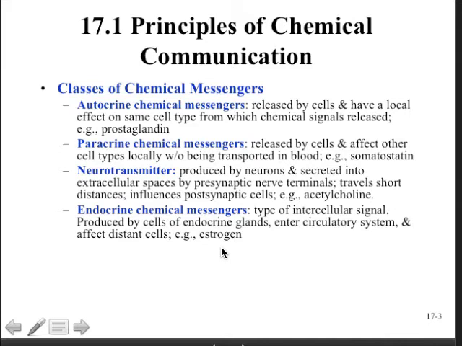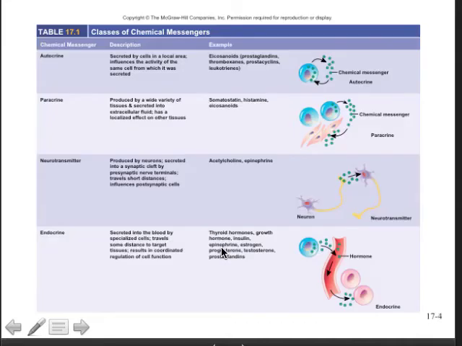So you could think of these chemical messengers, these autocrines, paracrines, and endocrines, as the snail mail complement to the nervous system's email. What you're looking at here is just a chart showing you the different classes of chemical messengers, their description, some examples, and some diagrams showing you how they work.